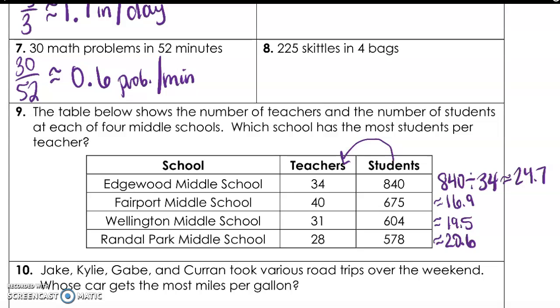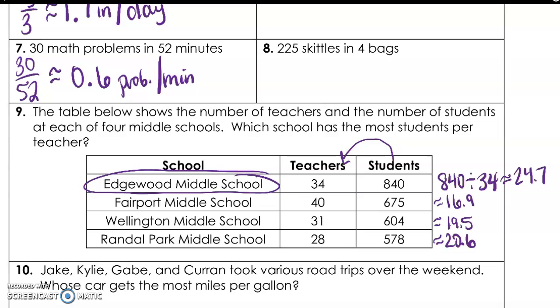So obviously you can't have a decimal for how many students per teacher, but when you divide it out, that's just what happens. Okay, so you say approximately 25, approximately 17, 20, 21, but you do want to just leave them as the decimal. So which school has the most students per teacher? You can just circle Edgewood Middle School.